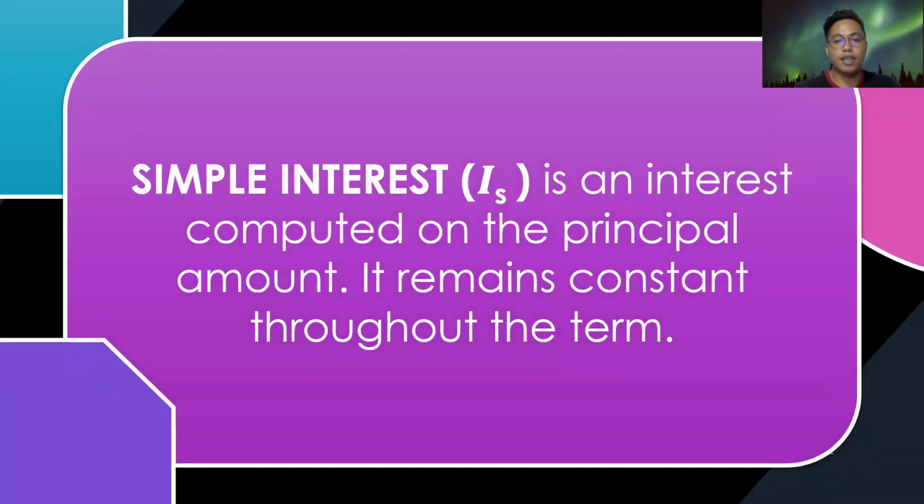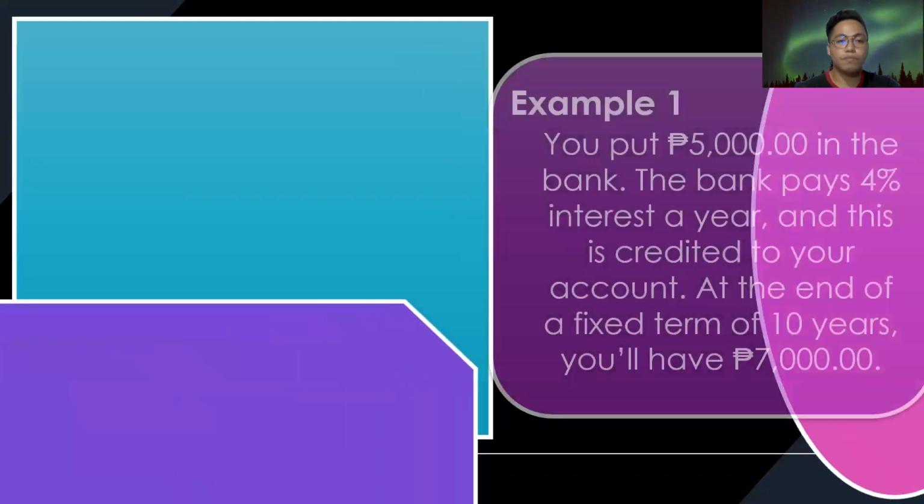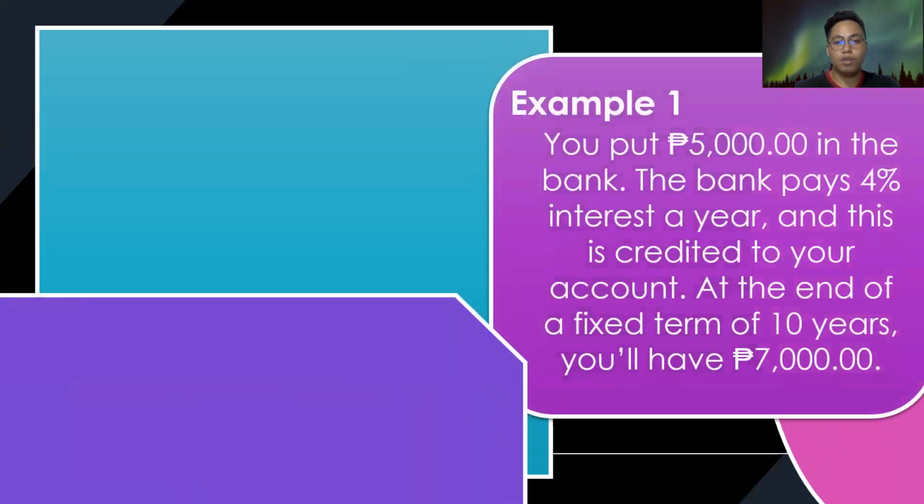Simple interest is an interest that is computed based on the principal amount. It remains constant throughout the term. Let's have this example. You put 5,000 pesos in the bank. The bank pays 4% interest a year, and this is credited to your account, of course. At the end of a fixed term of 10 years, you'll have 7,000 pesos.